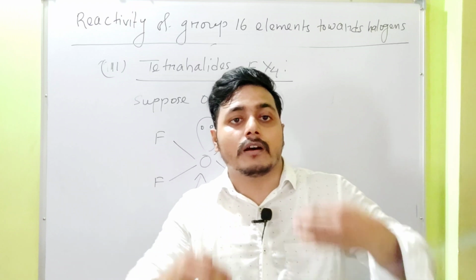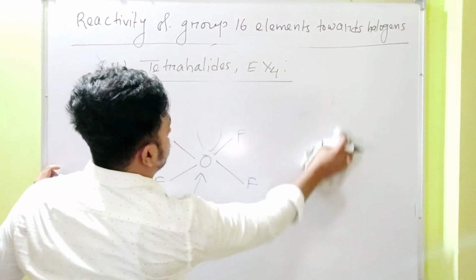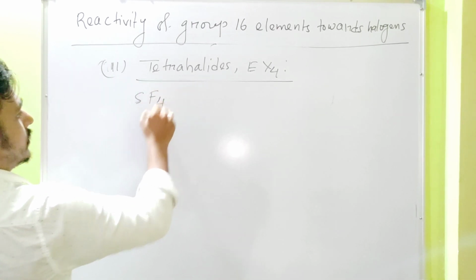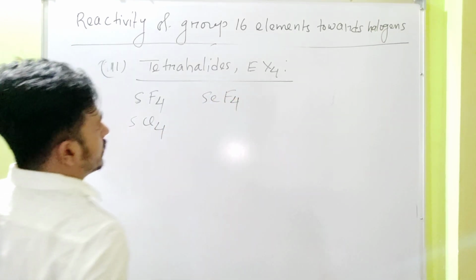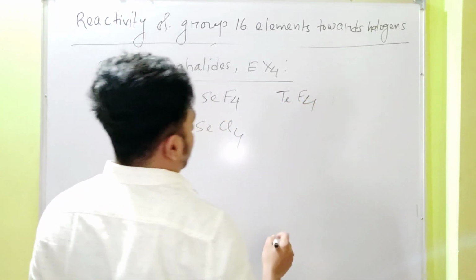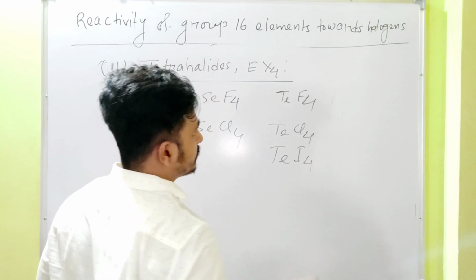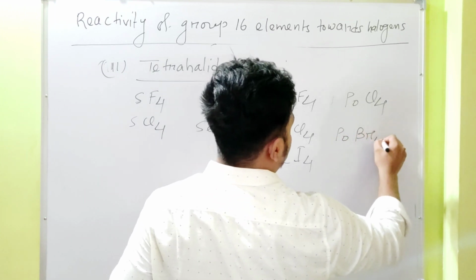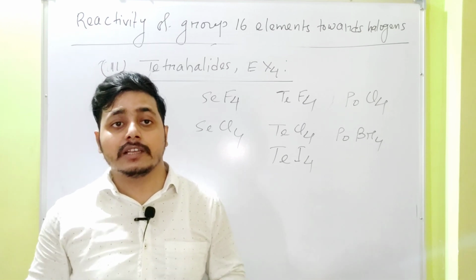But tetrahalides of other group 16 elements exist. Let me consider some examples. Sulfur tetrafluoride, sulfur tetrachloride, selenium tetrafluoride, selenium tetrachloride, tellurium tetrafluoride, tellurium tetrachloride, tetraiodide. Similarly, polonium tetrachloride, polonium tetrabromide. These are some examples of known tetrahalides of group 16 elements.